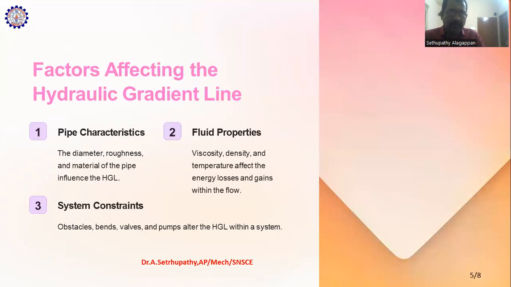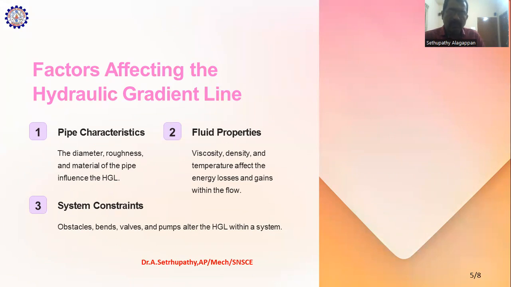Now, the factors affecting the hydraulic gradient line. What are the factors that affect fluid flowing through a pipe? The first one is pipe characteristics: the diameter of the pipe and the smoothness or roughness of the pipe material. These are the major causes of hydraulic gradient line losses.